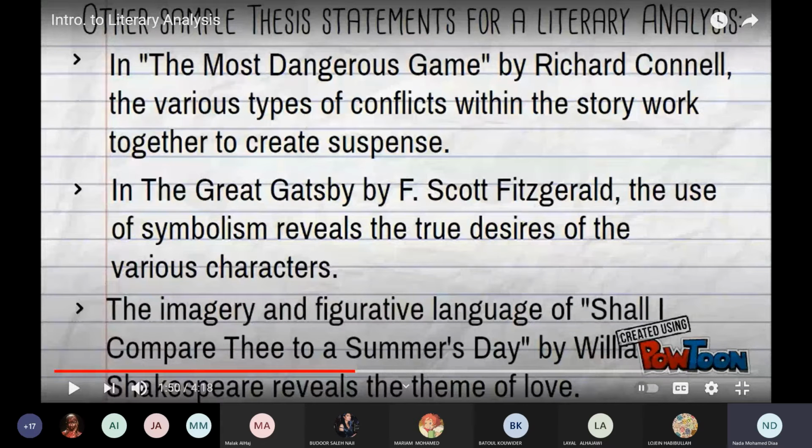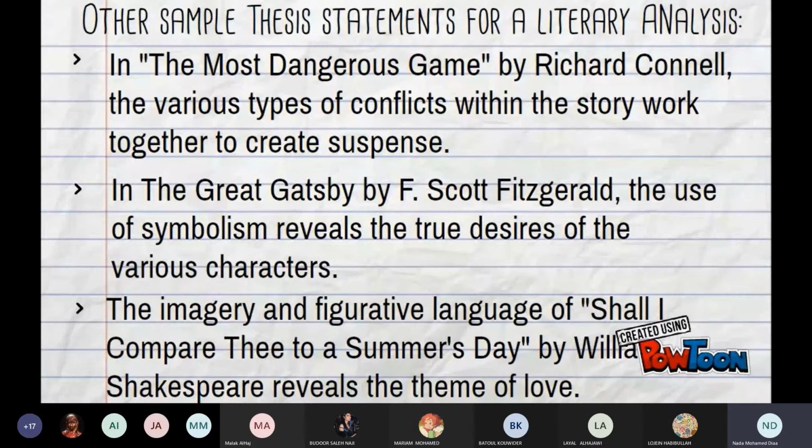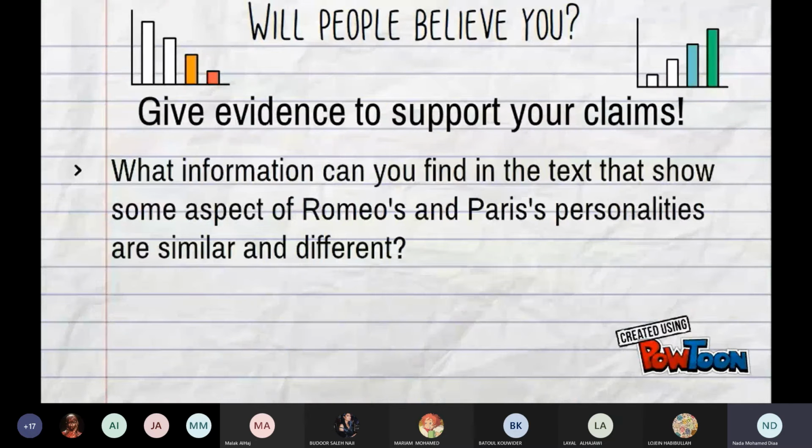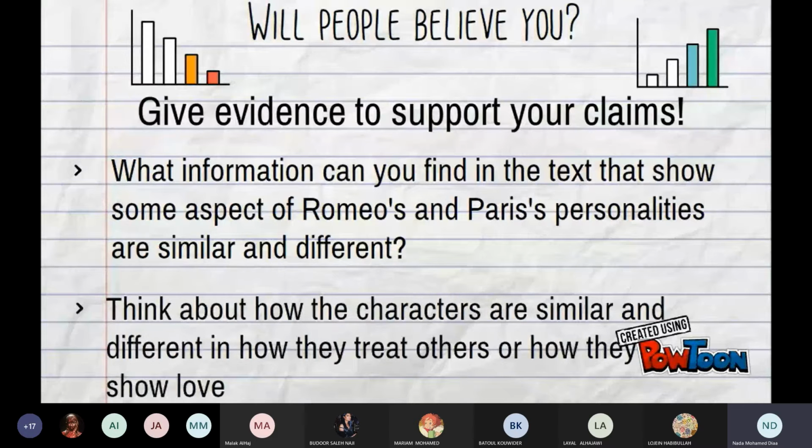So here is how you write a thesis statement of the text. Also notice that they include the title, author, and main idea that will occur in the essay. Make sure to give evidence to support your claims. Ask yourself what information you can find in the text that shows some aspect of Romeo's and Paris's personalities are similar and different. For example, you can think about how they are similar and different in how they treat others or how they show love.